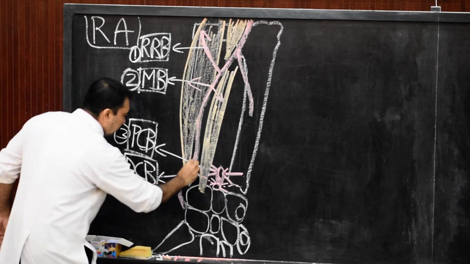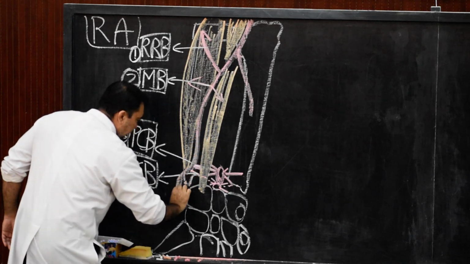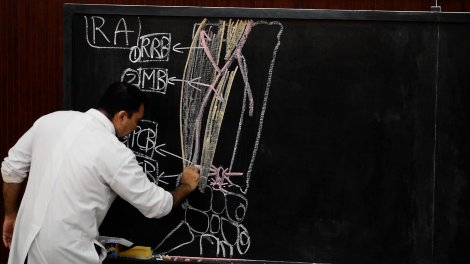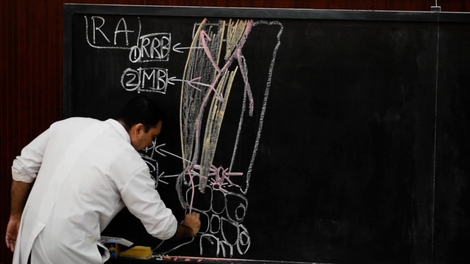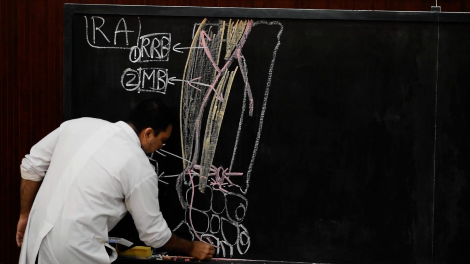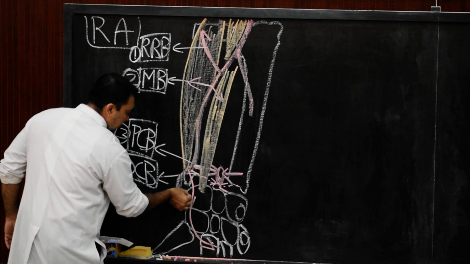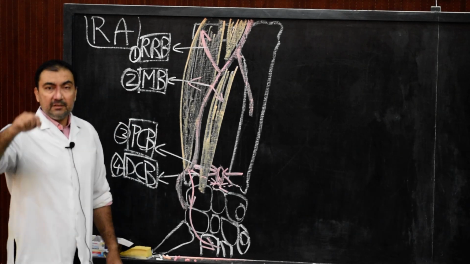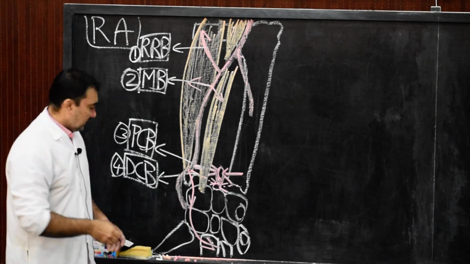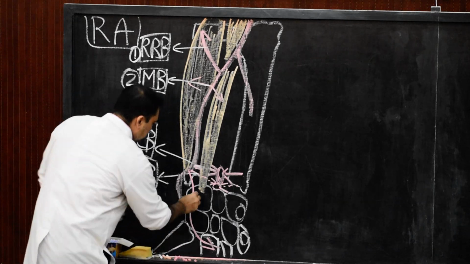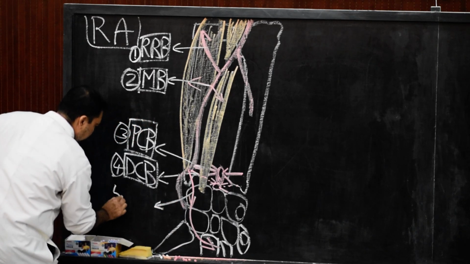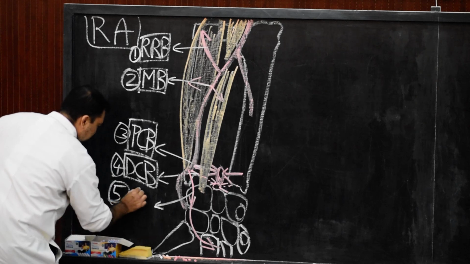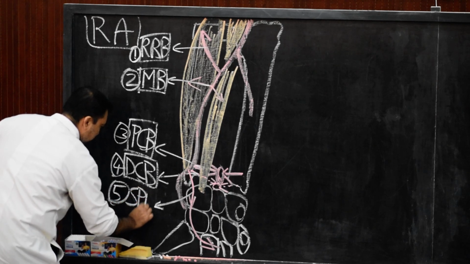So here I am drawing. This is the radial artery turning laterally, and here I will give this branch. The name of this branch is superficial palmar branch. Let us name this as superficial palmar branch, number 5.